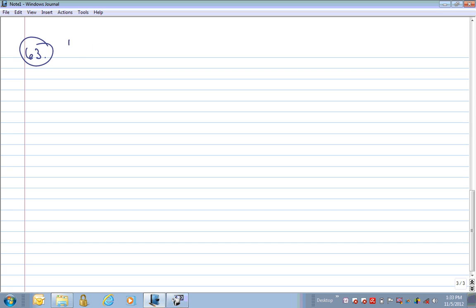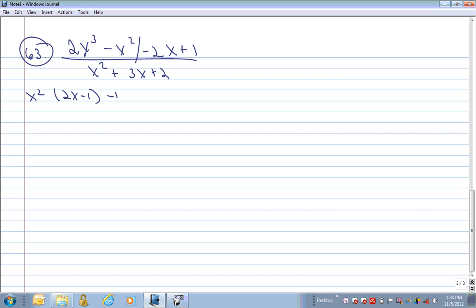We have 2x cubed minus x squared minus 2x plus 1. And on the bottom, we have x squared plus 3x plus 2. All right, we got a lot of factoring to do here. The top can actually be a divide and conquer problem. You can split it in half, factor out on the left side, which would be your x squared, and you would have 2x minus 1. On this, you're going to factor out a negative 1, and you would get 2x minus 1.